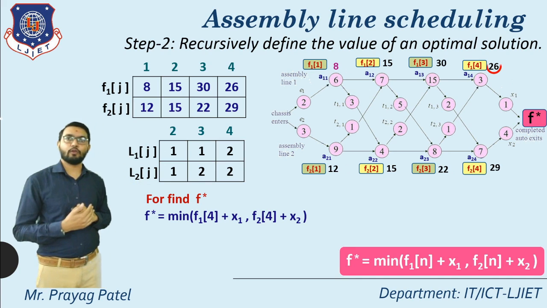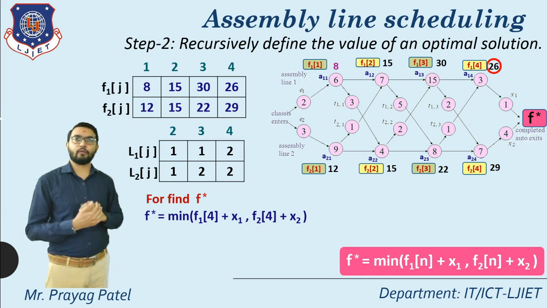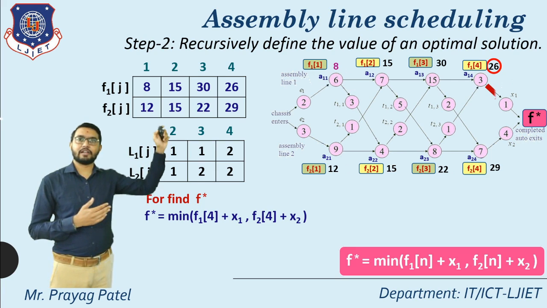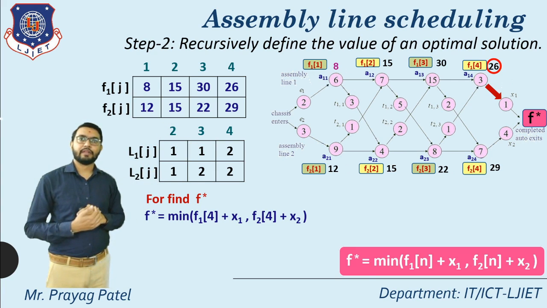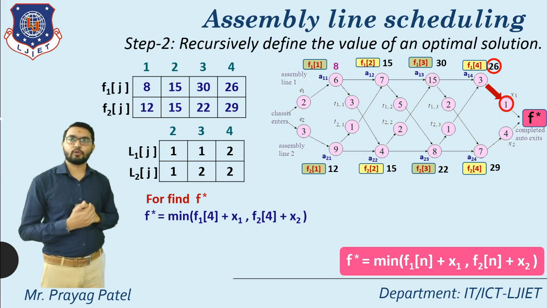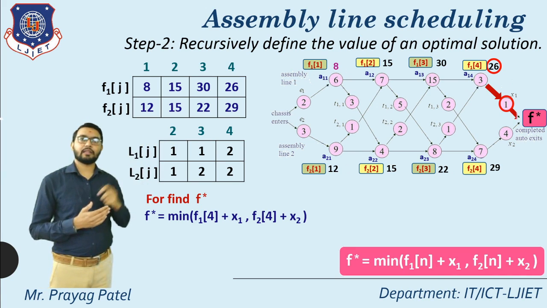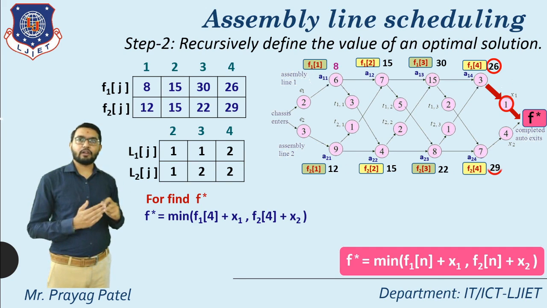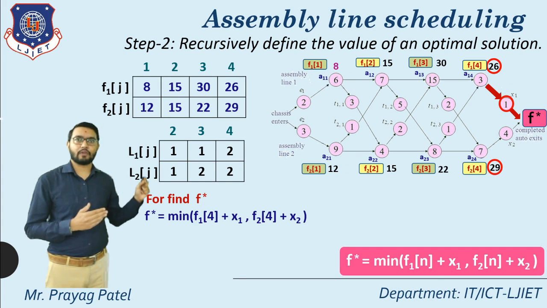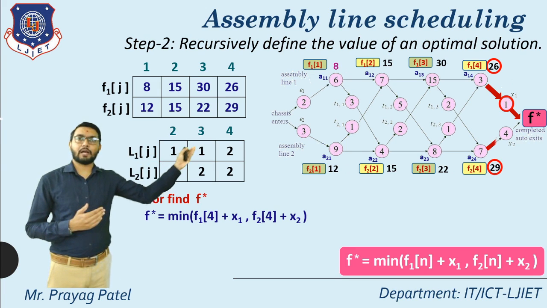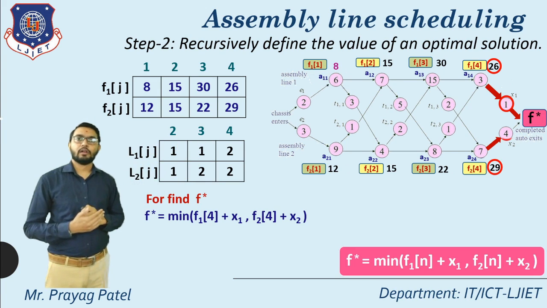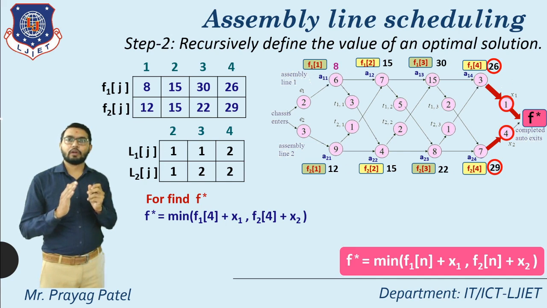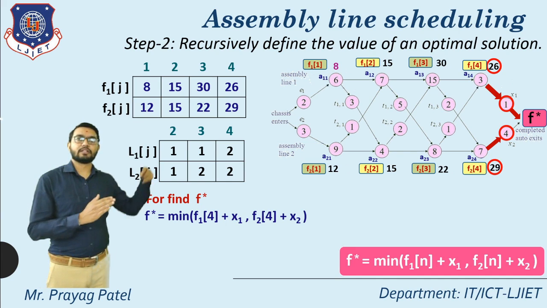So here consider the values one by one. F14 equal to 26. Then consider this part shown in the figure. Then consider the next value x1 equal to 1. Then consider this path and find F star for the first option. Now the second option is F24, meaning 29. Consider this path from 7 to 4. Consider the value of x2 equal to 4 and consider this path.